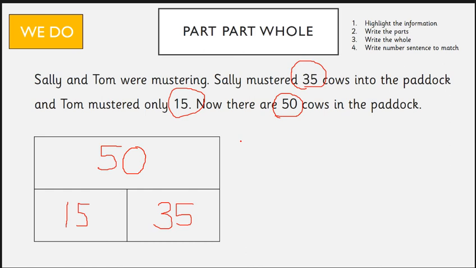Lastly, we're going to write a number sentence to match our story. There were 35 cows that Sally mustered, Tom mustered 15, and now there are a total of 50 in the paddock. So it is 15 plus 35 equals 50. How did you go? Did you get it right? Let's do the next one together too.